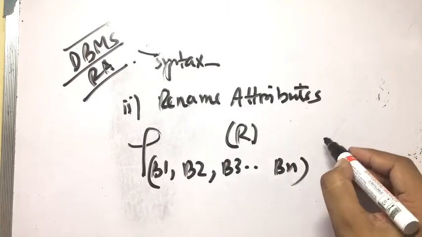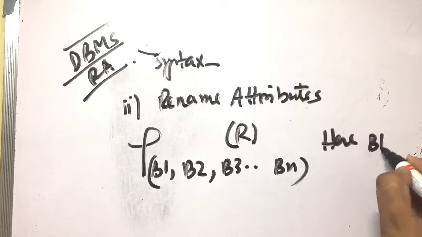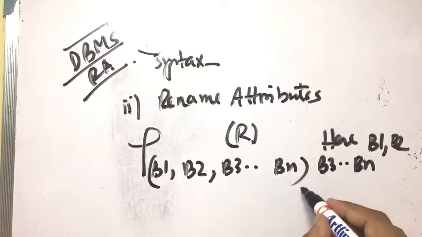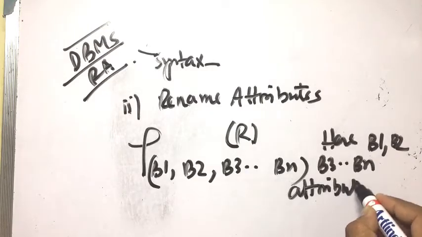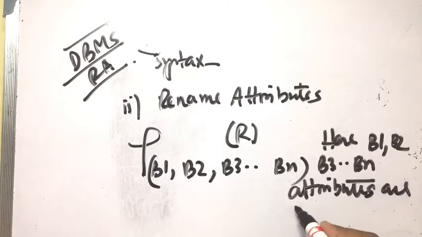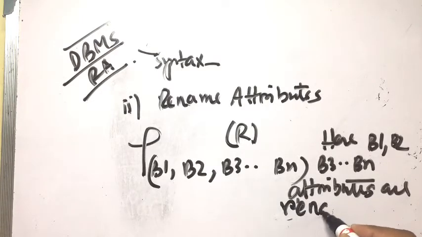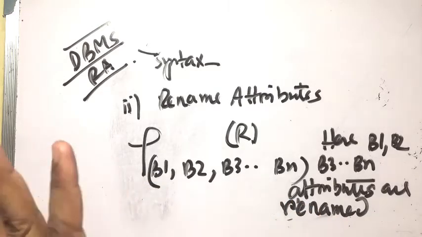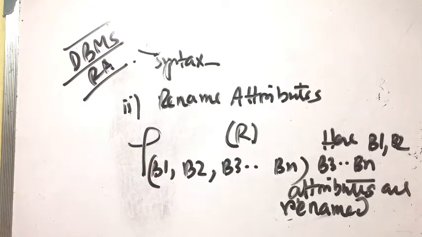Attribute names are changed. Here the attributes B1, B2, B3, Bn are renamed. So this is the relation R and B1, B2, B3, Bn are the attributes or column names to be renamed. So this is the concept of renaming attributes. R remains intact, the same.